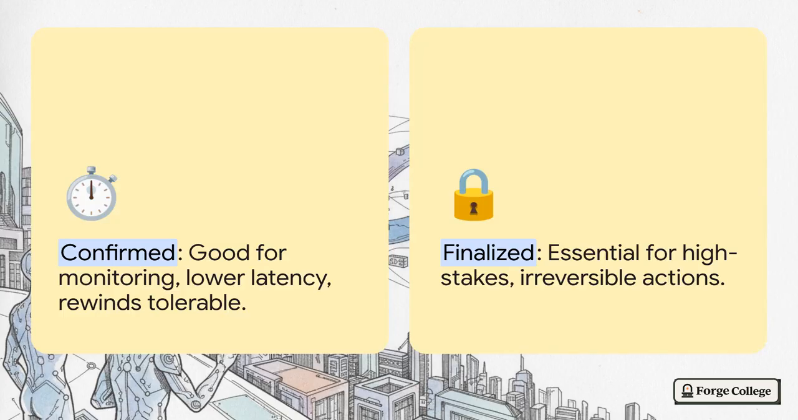The golden rule here is, just because your agent can accurately read the serialized bytes does not mean it should automatically trust them. You have to align your commitment level with your risk tolerance. Relying on confirmed data is great for low-stakes, casual monitoring, since it's faster, and if things rewind a bit, it's tolerable. But if your agent is about to execute a high-stakes, irreversible, autonomous action, like moving funds, you absolutely must demand the finalized level to guarantee stability.